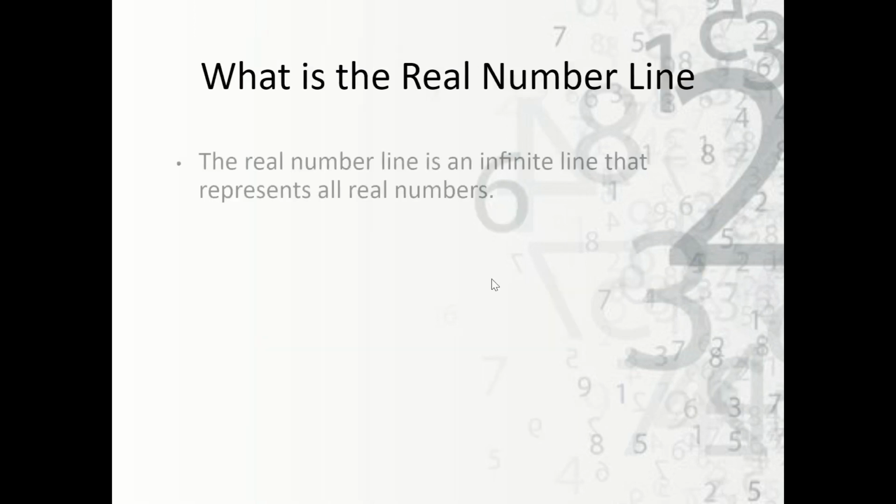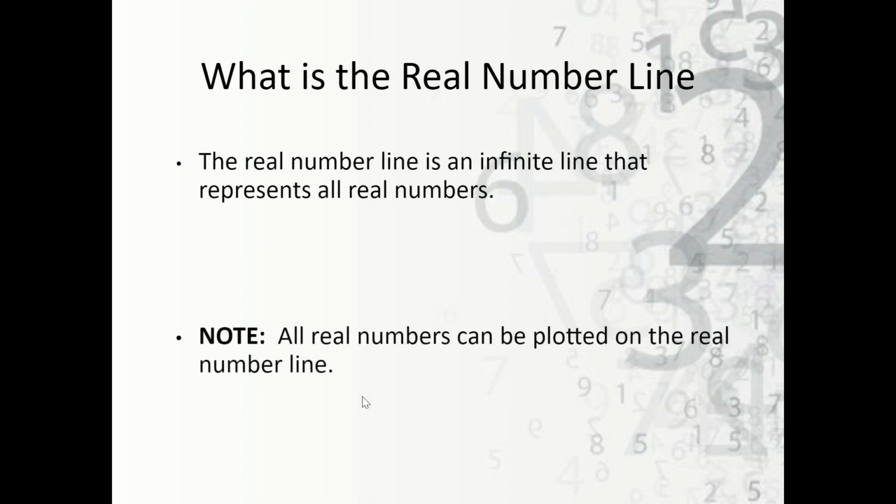What is the real number line? The real number line represents an infinite line that represents all real numbers. So note that all real numbers can be plotted on the real number line. So even pi, e, square root of 2, any of those numbers can be found on the real number line. The only numbers that can't be found on the real number line are complex numbers or imaginary numbers.